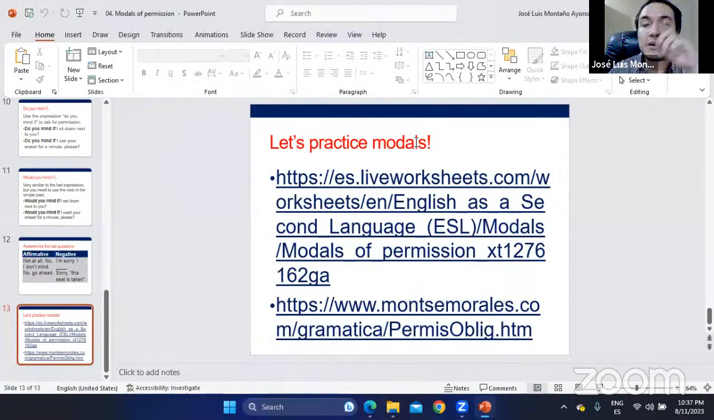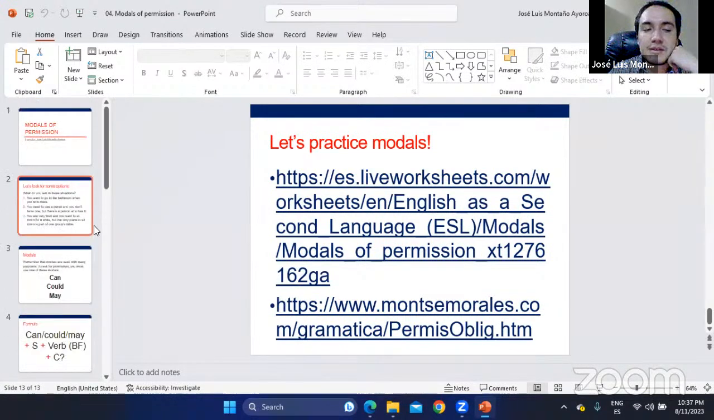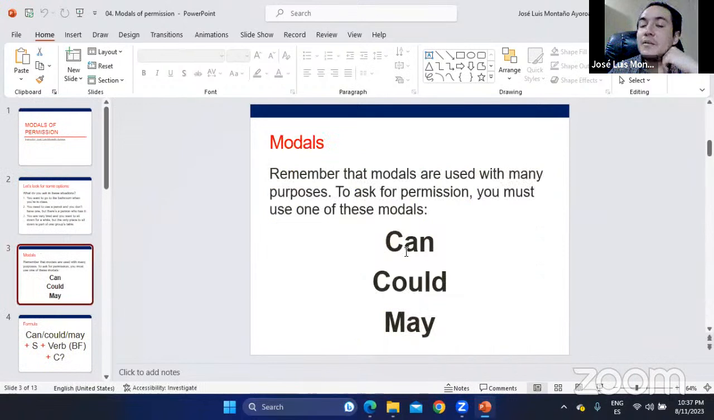Okay, so those were models for permission. And that's it for today. Today we reviewed just very basically and very shortly the past continuous with when. And we took a look at these very common models for permission.